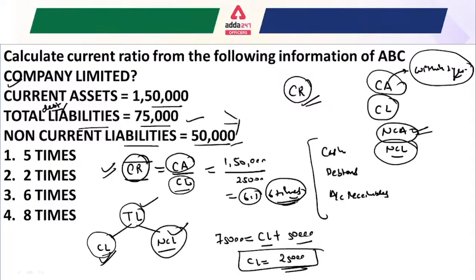So that would be your answer. The answer would be 6 times. Okay, so this is how we solve these kinds of questions. In ratio analysis, the only thing you have to understand is the differentiation: what is current asset, current liability, inventory, proprietary, debt, and equity. You have to know the exact terms.